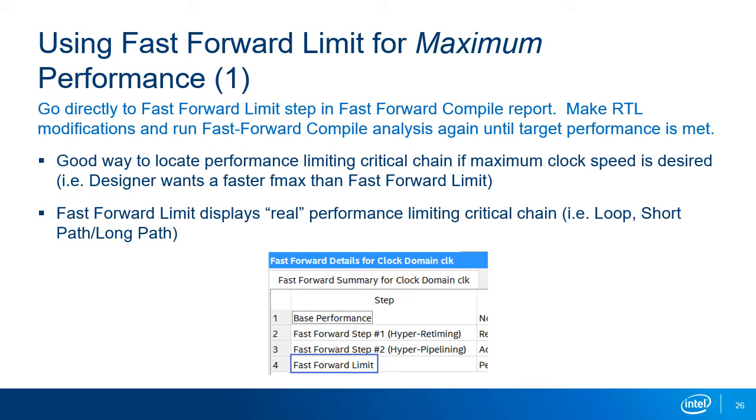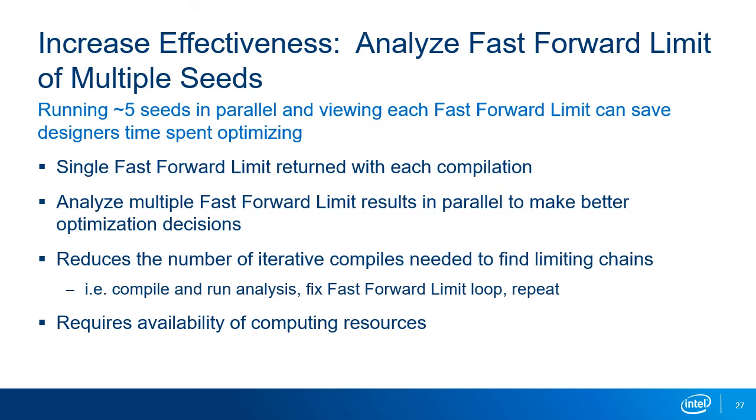For the fast-forward limit, fast-forward has reached a critical chain that it is not able to modify its way past. So now it is up to you as a designer to figure out how to get past this limitation. To increase the effectiveness of your hyper-optimization using the fast-forward limit, you can run multiple seeds in parallel.